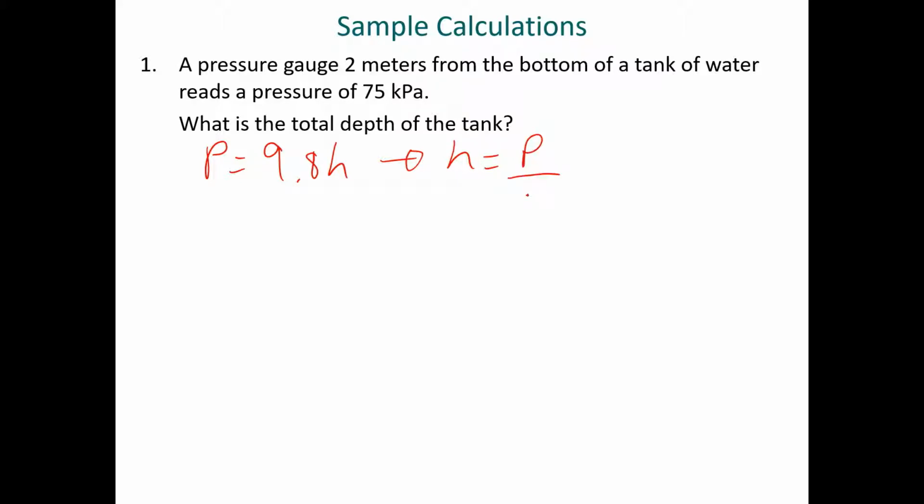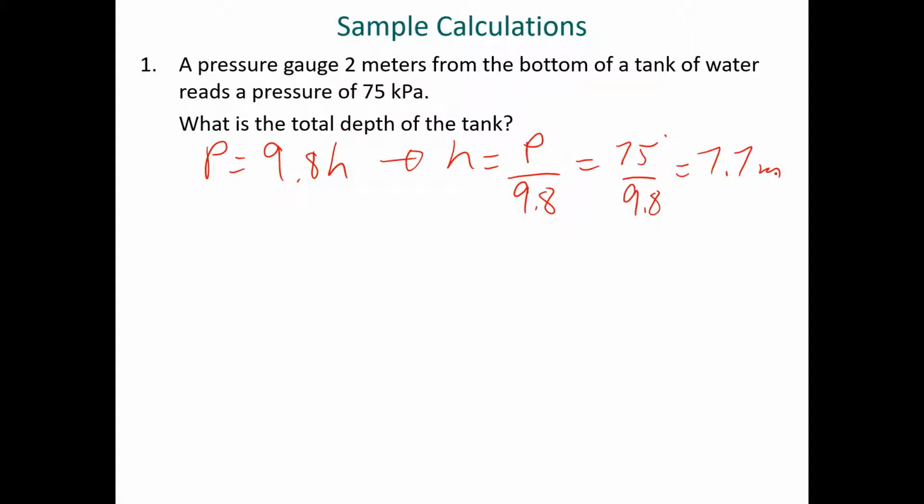So height equals pressure divided by 9.8. And so our pressure is, of course, 75 kilopascals. Here, let me make that a little neater. There we go. 75 kilopascals divided by 9.8. Uh-oh, I erased my P. There we go, better put that back. Okay, and so I get 7.7 meters, if I do that correctly. Let me just double check on my calculator. Yeah, 7.7 meters. But that's not the end of the question, right?